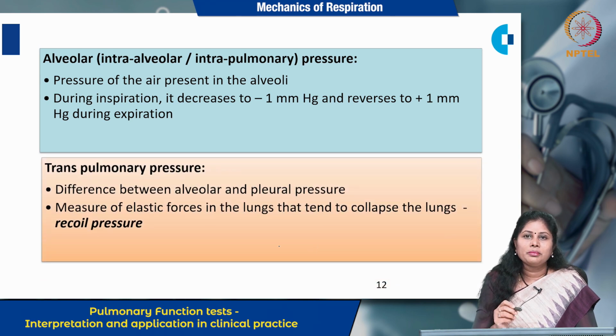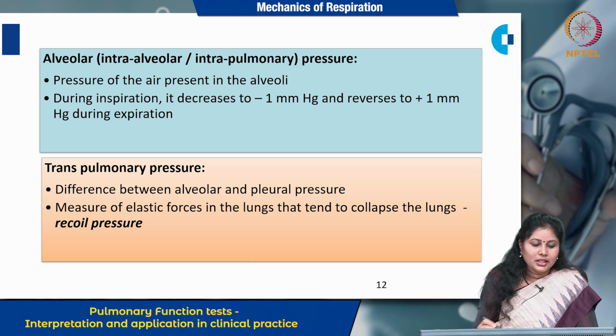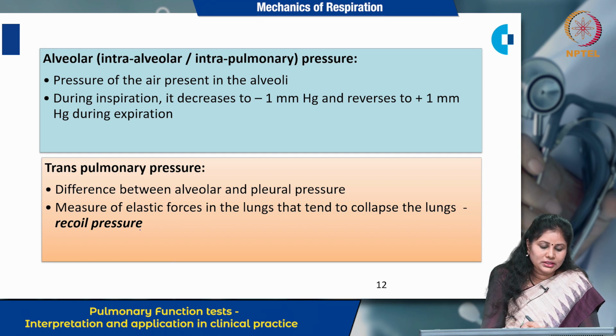Next is the intra-alveolar pressure, or intrapulmonary pressure, or simply alveolar pressure, which is present inside the alveoli. Normally it is 0 millimeters of mercury with respect to the barometric pressure. It becomes negative, to minus 1 millimeter of mercury, during inspiration, and during expiration it goes positive. The transpulmonary pressure is the difference between the alveolar pressure and the pleural pressure. This is the measure of the elastic recoil tendency of the lungs, also called the recoil pressure.